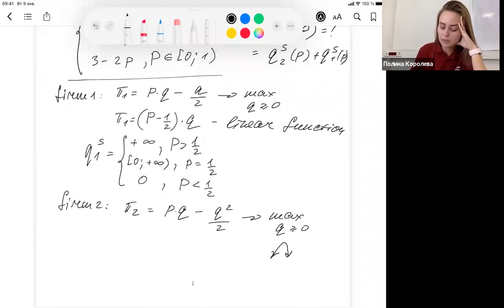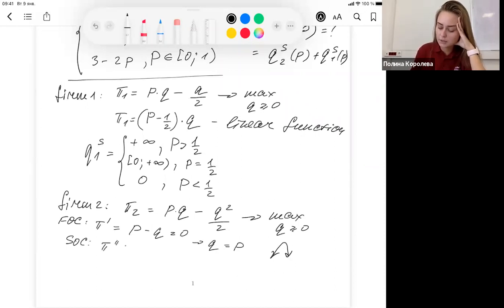But in your class, we should write down the first order condition. This is the first derivative should be equal to 0 or less than or equal to 0. This will be price minus Q equal to 0, and from here, quantity equals price. And the second order condition: the second derivative should be less or equal than 0.